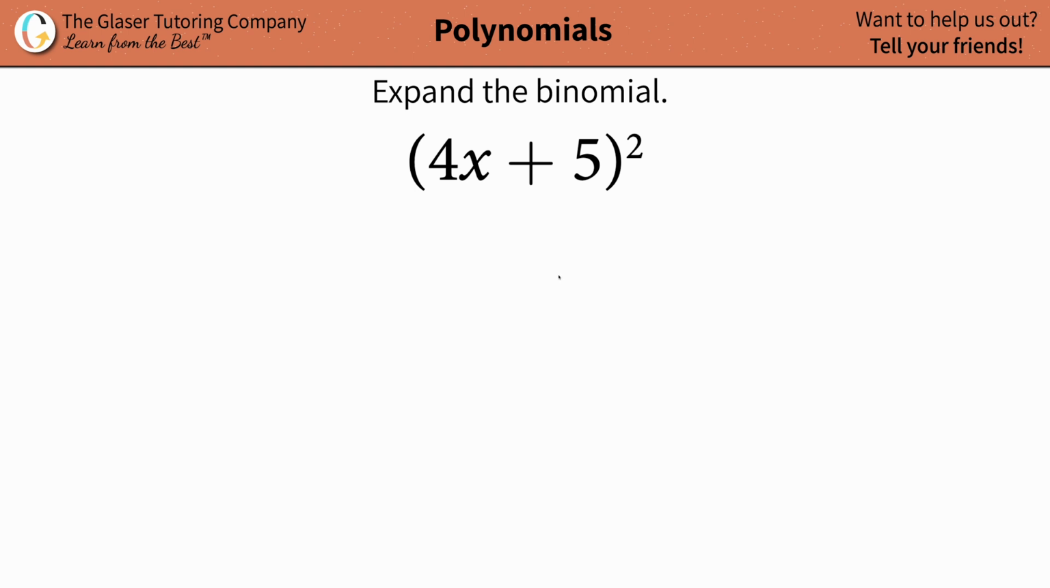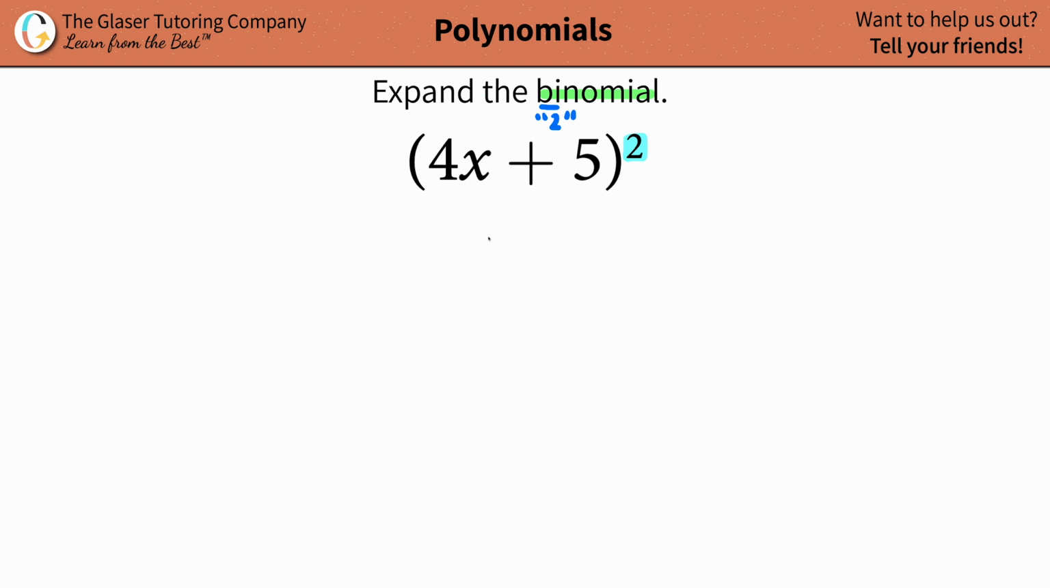And in this video, we're going to learn how to expand the polynomial, or in this case, it says expand the binomial. Well, in math and science talk, "bi" just means the number 2, that you have two terms. And in this case, I do have two terms: a 4x value and just a number value, 5. So we have 4x plus 5, and this is all being raised to the second power. So we've got to expand this.